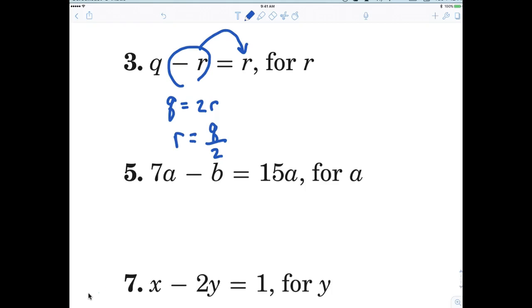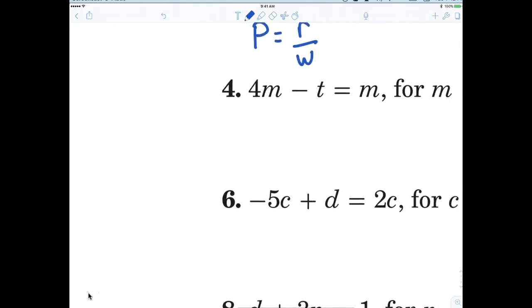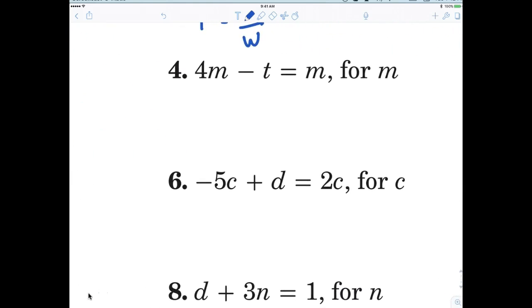All right, but as I said, it's getting harder. So let's take a look at number 4. Now remember, what I want you to try to think about is that I want to keep the variables positive, correct? So I'm going to bring the M over, and then I'm going to move the T over.